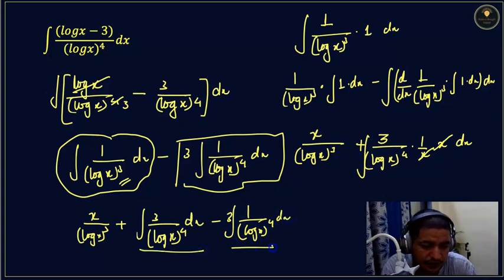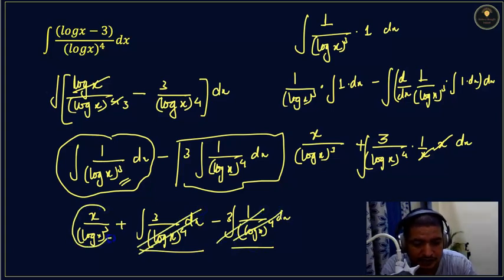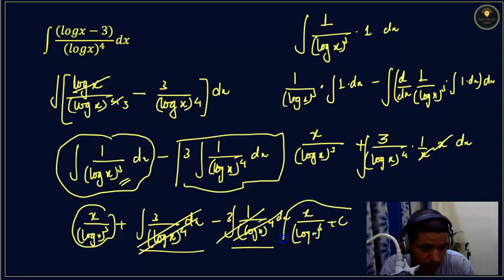Since this value and this value are the same but have different signs, we can cancel them. If you cancel these two values, you will get the integration as x by (log x) to the whole cube, plus the constant. So you will get the integration like this.